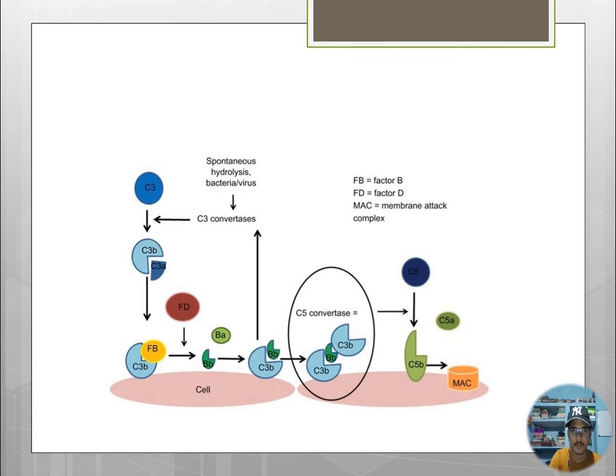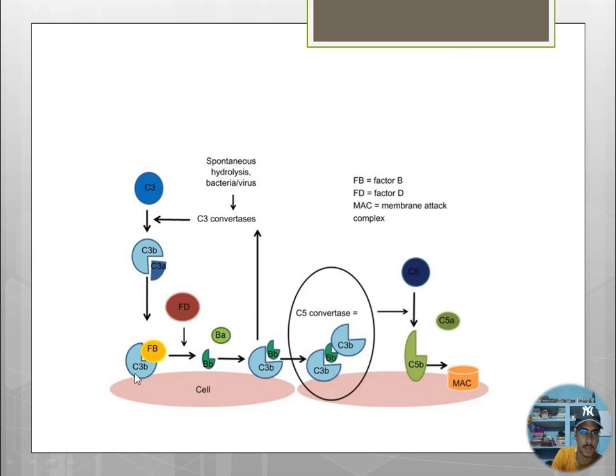Okay, so over here you can see that first the C3 was spontaneously hydrolyzed, by the breakdown of the internal thioester bond. Then the C3 convertase, over here you can see. Normally the C3 convertase and these C3b get inactivated in the fluid phase because of the factor H, but once they bind to the pathogen, they get activated and they get protected from the factor H.